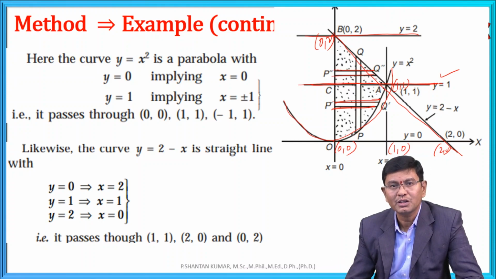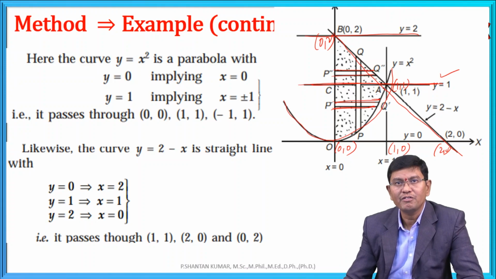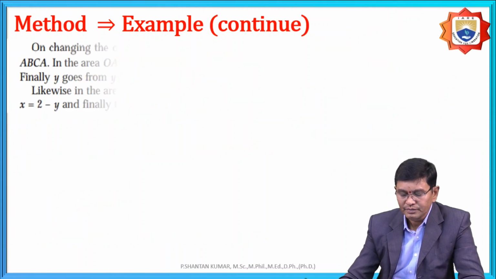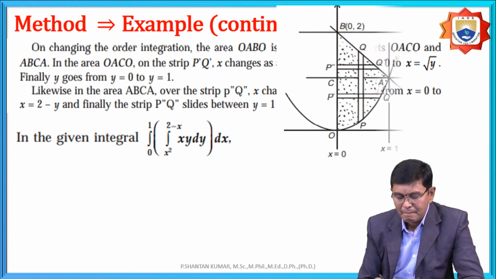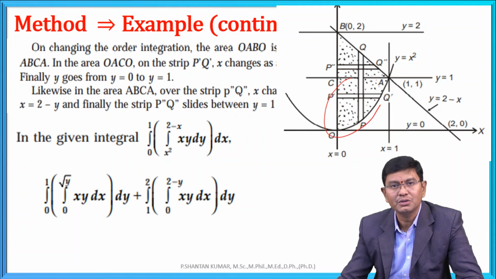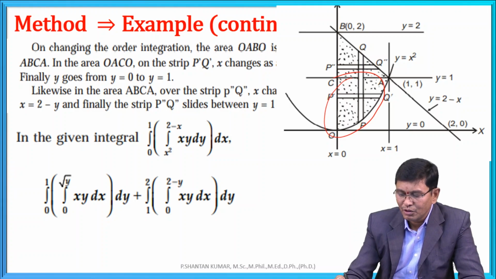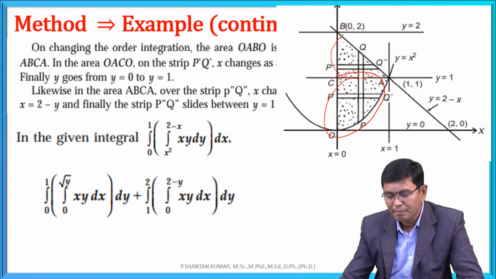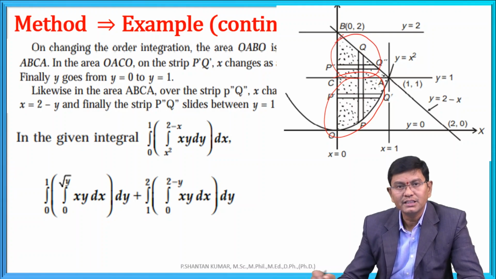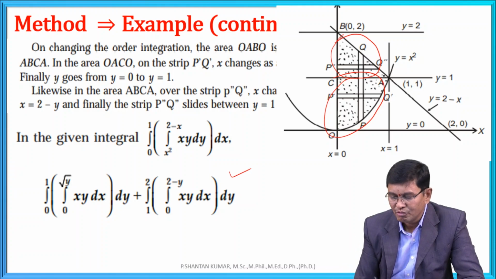Based upon these two subparts, we need to find the limits with respect to x for each. With the help of this, clearly from the first lower part, the lower limit is x is equal to 0 to the upper limit x is equal to y, and the y limits are 0 to 1. From the above portion, that is along the ACB, the limits are x is equal to 0 to the upper limit 2 minus y, and y is equal to 1 to 2.